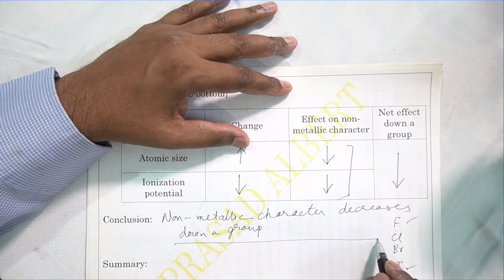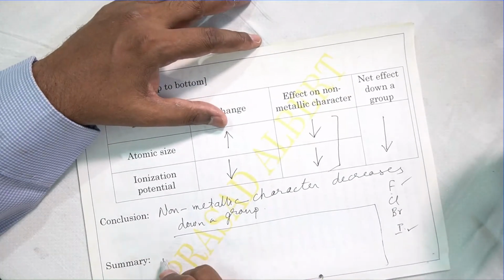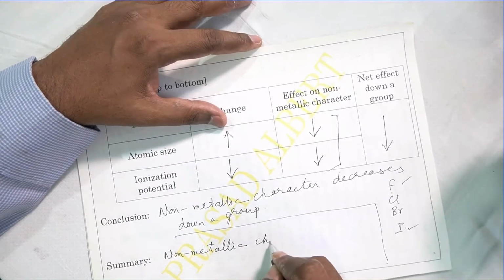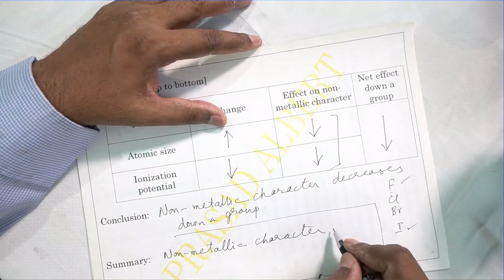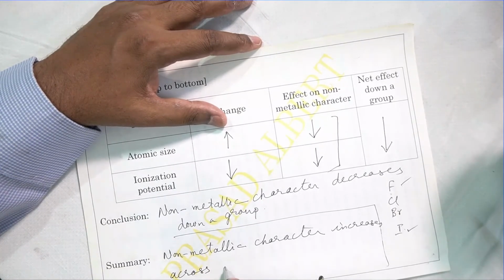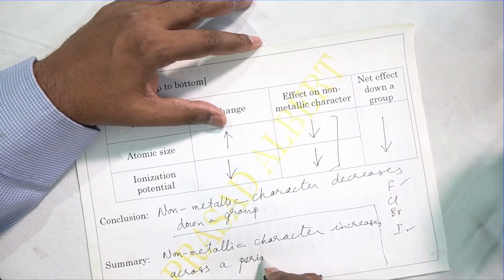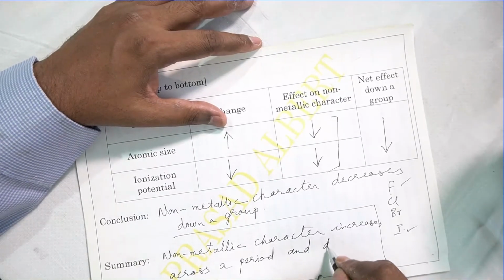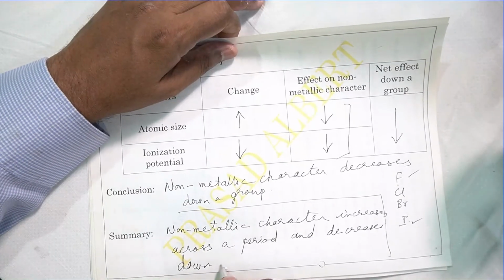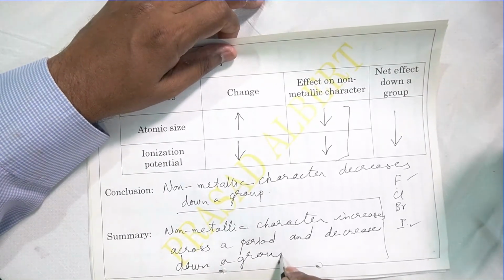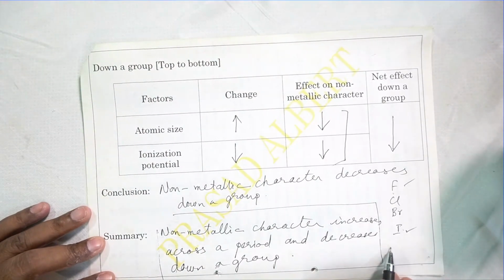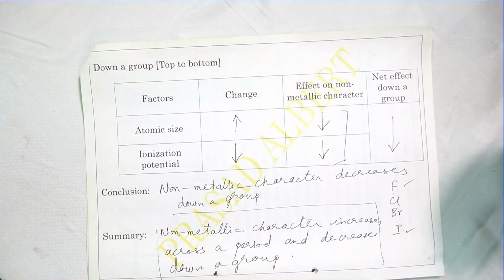So how can we summarize this? We can summarize non-metallic character. We have to see both across and down. Non-metallic character increases across a period and decreases down a group. Okay. So this is what we have concluded. Non-metallic character increases across a period and decreases down a group.